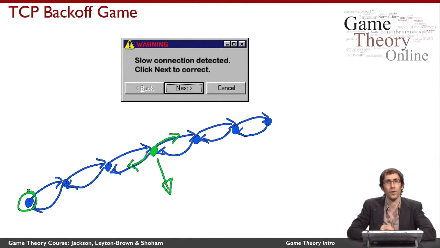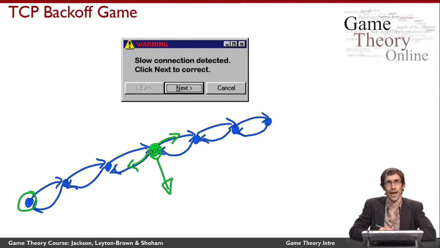Here's the part that's important for our discussion of game theory. Your computer also does something else in this situation. It slows down the speed at which it continues to send messages in the future on the assumption that there's some congestion somewhere in the network, and that this congestion can be reduced by bombarding the network with fewer messages per unit time.